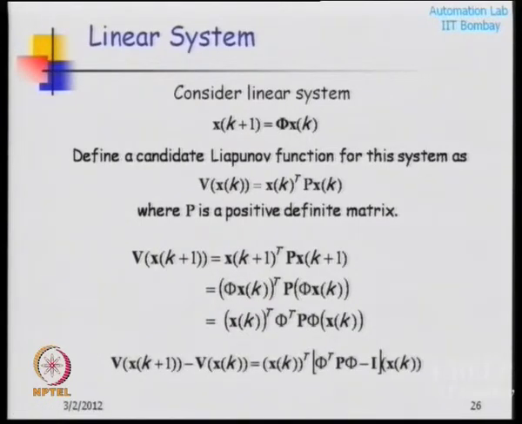This is very straightforward, and if I take a difference, that is delta V, V of x k plus 1 minus V of x k, it will give me this matrix. All that I need is this matrix. This matrix should be negative definite. Oh, minus P should be there. So this matrix, that is phi transpose P phi minus P, should be negative definite. If this matrix is negative definite, then we have constructed a Lyapunov function for this particular system.